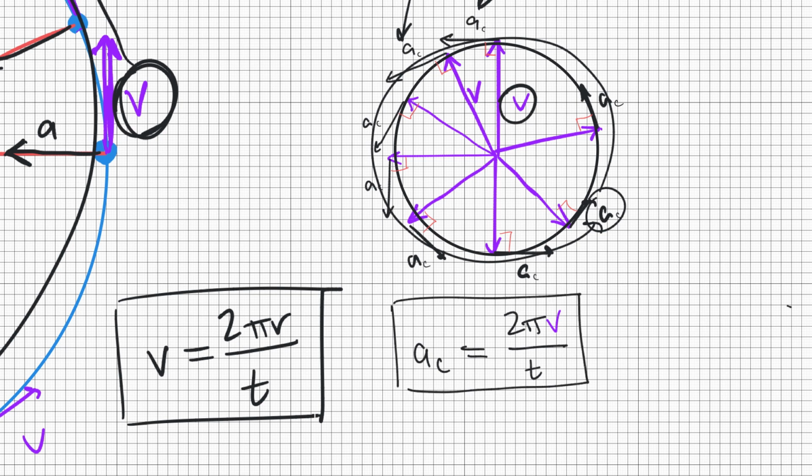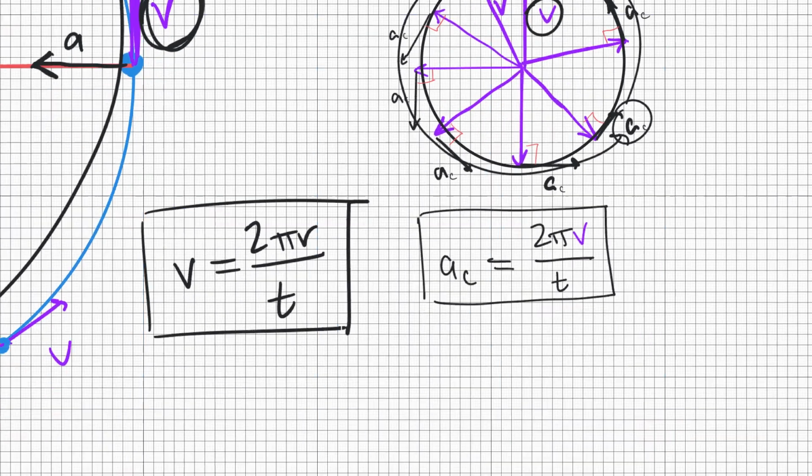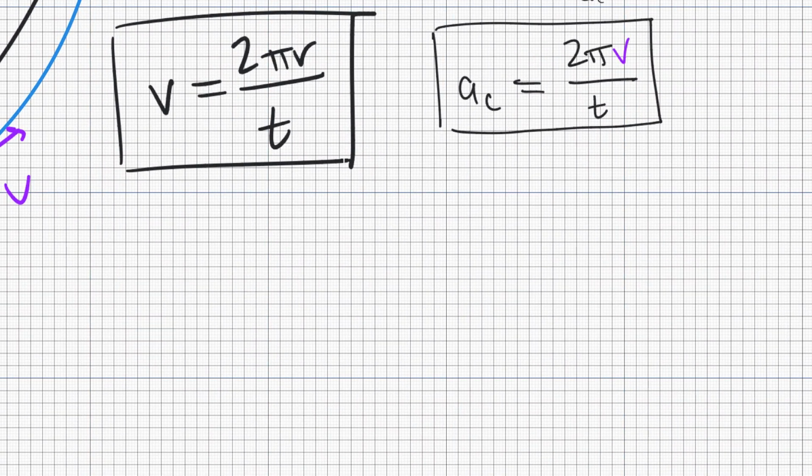Once I have these two formulas, and I believe them, and I've internalized them, I'm going to solve for time for both of them, because I don't really care about the time. It's kind of arbitrary anyway, it depends on all the other variables. So let's rearrange for time. This one becomes t equals 2 pi r over v, and this one becomes t equals 2 pi v over centripetal acceleration.